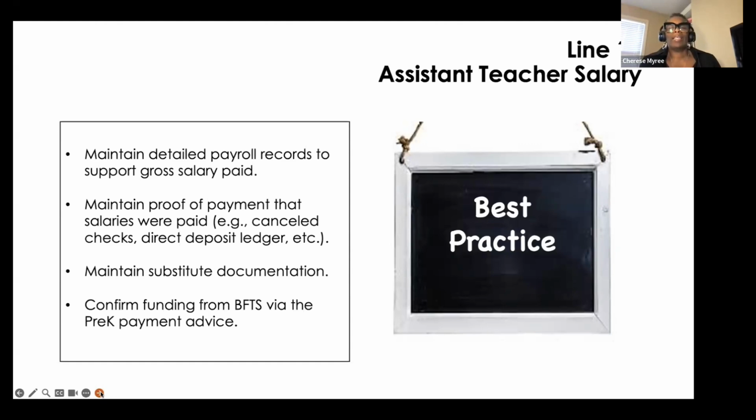Another key point is make sure you maintain tax records, because you'll have to support that the amount withheld from taxes for lead and assistant teachers or substitutes was forwarded to those taxing authorities as required, because we know that's a component of compensation. And so you would have to support that those taxes were in fact paid.